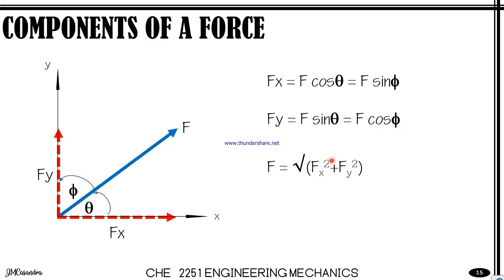And the equation for the total force using the components will be, by your Pythagorean theorem, the square root of the x component of F squared plus the y component of F squared. And the tangent of the angle theta will be equivalent to the ratio of your y component to the x component.